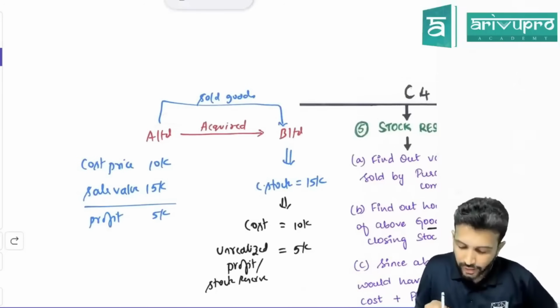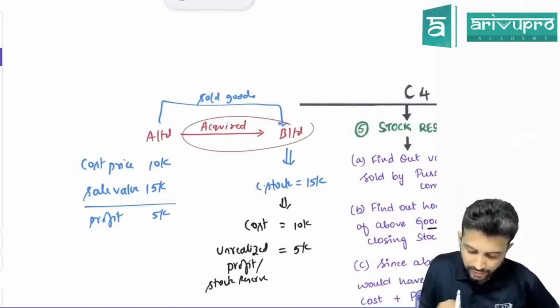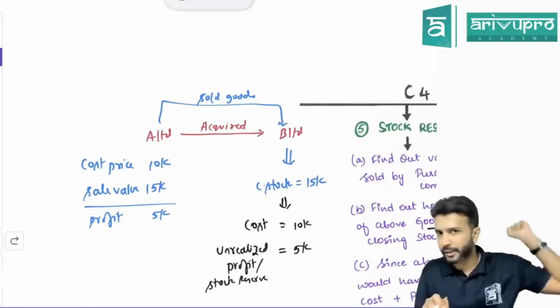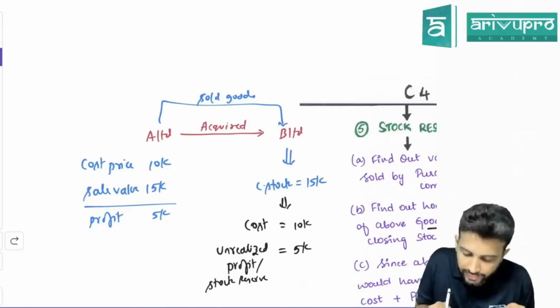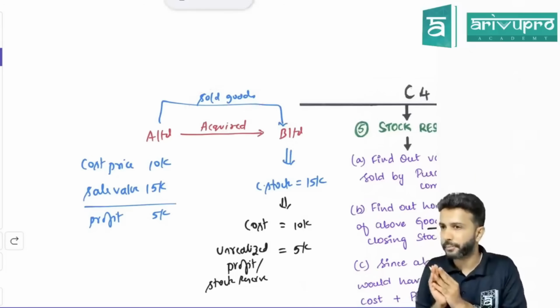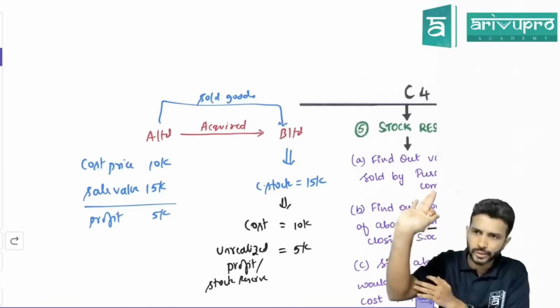Sir, let's say A Limited acquired B Limited. A Limited purchased B Limited's business. And A Limited has also sold some goods to B Limited. Possible, no? They can have some transactions with themselves also.